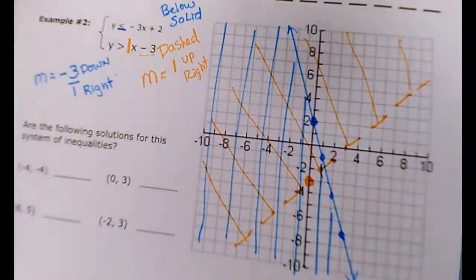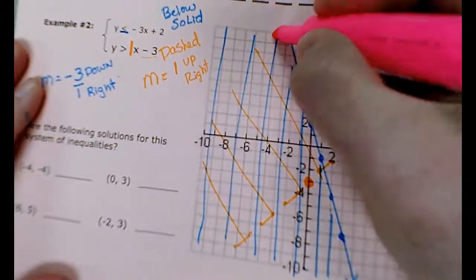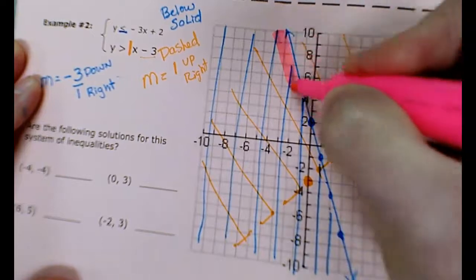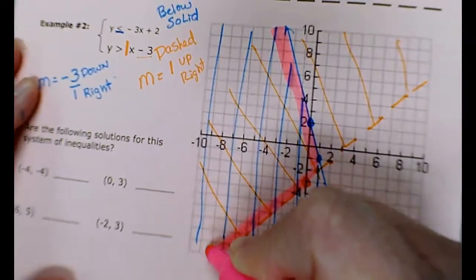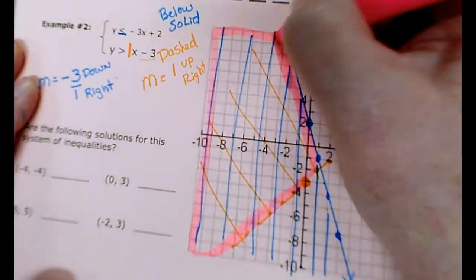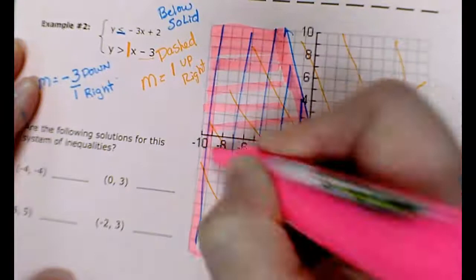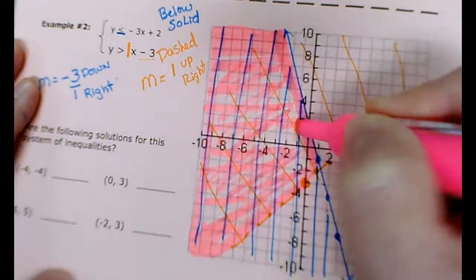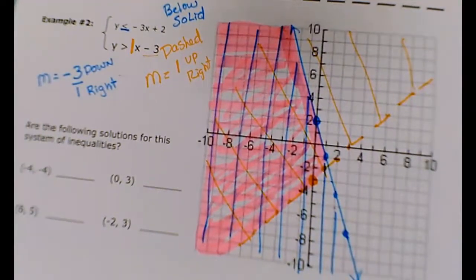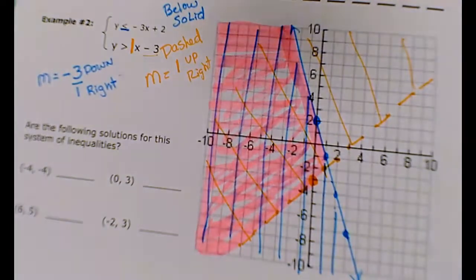What got shaded in both times? This part over here. Up to and including the solid line. Up to but not including the dotted line. I think you can use your highlighting tool to color that part in. Are you having success with your Cami highlighting tool? Okay.